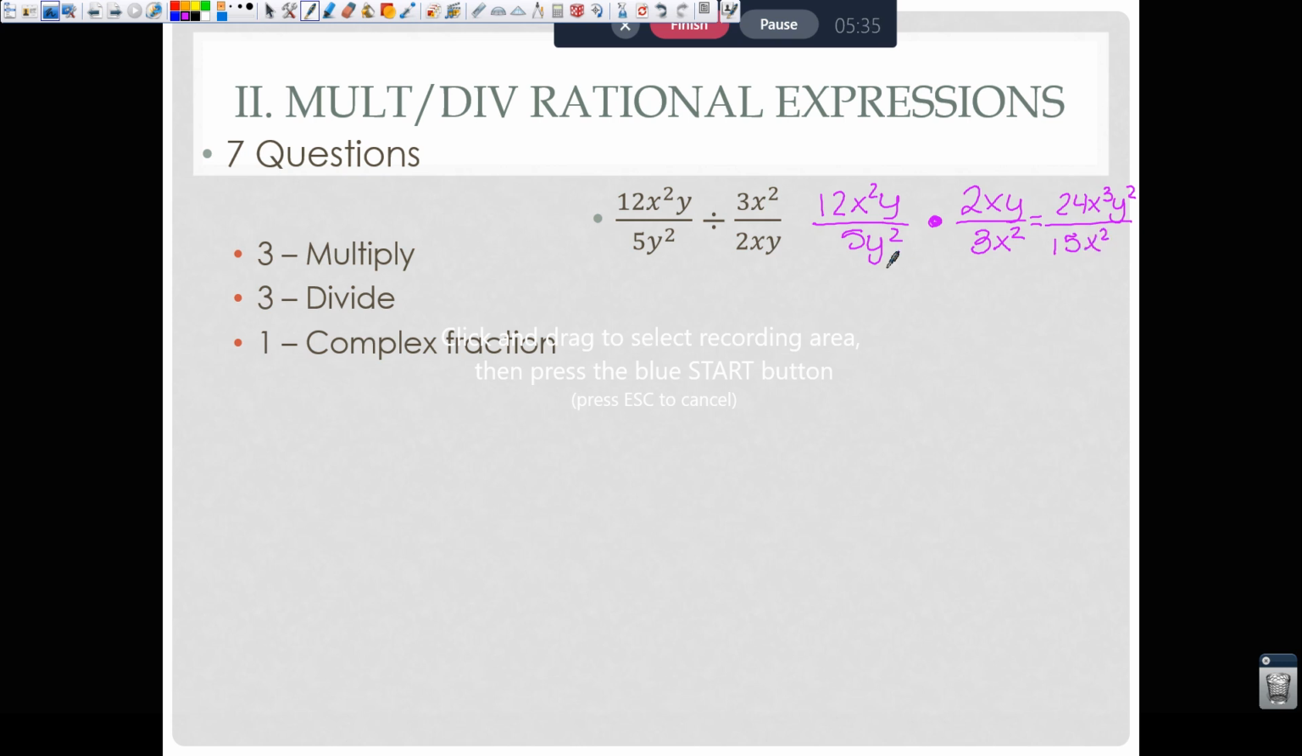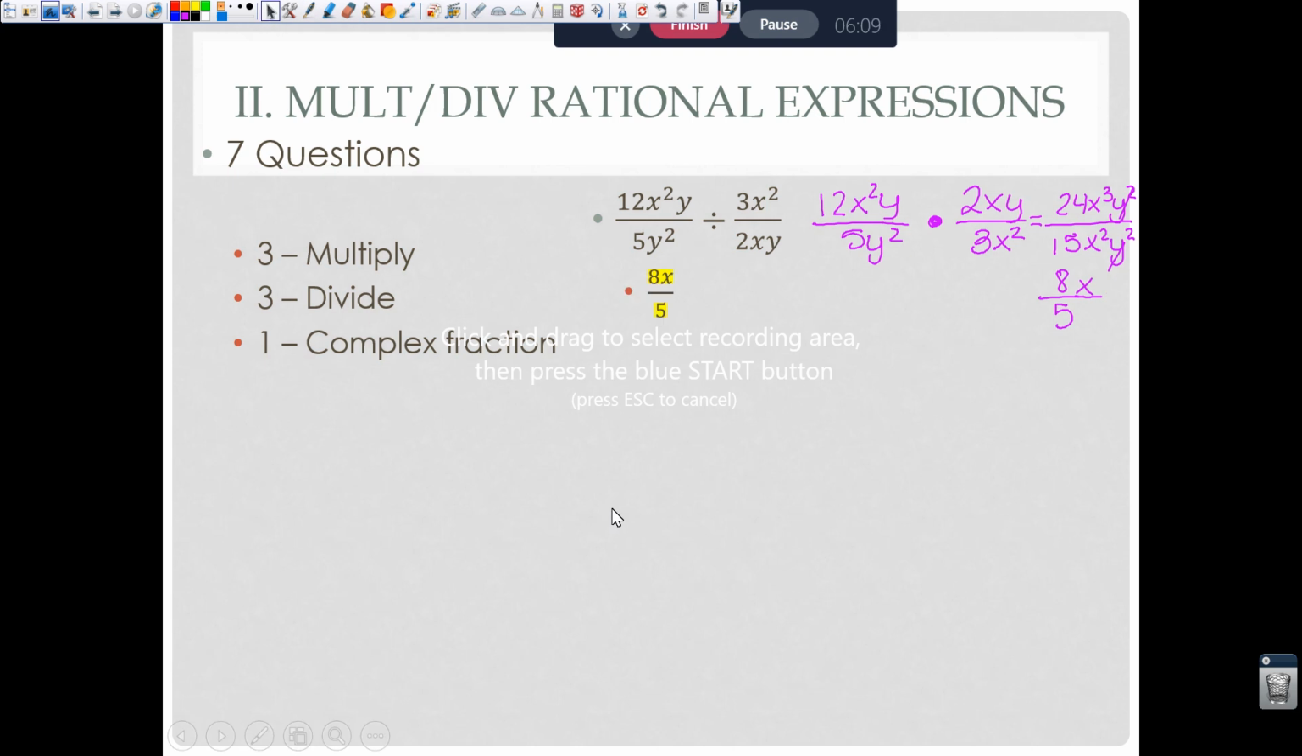X squared, y squared. Okay, now we are going to reduce or simplify. So 24 and 15 both can be divided by 3, so I can simplify it, and it will become 8 over 5. And then I can subtract here, or divide my variables, where the exponents will subtract, so this becomes x, and then my y's cancel out. So my answer is 8x over 5.